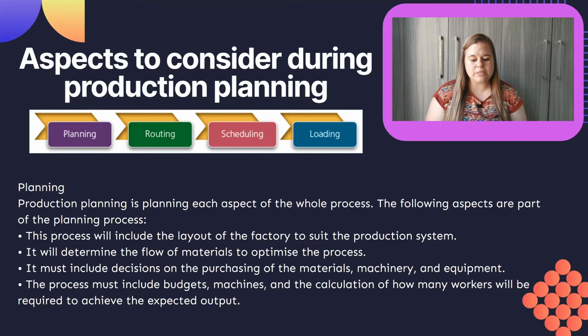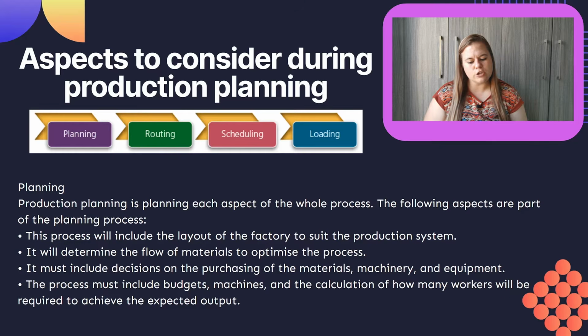The aspects to consider during production planning are planning, routing, scheduling, and loading. Let's look at all of them in further detail. Planning. Production planning is planning each aspect of the whole process. The following aspects are part of the production planning process.